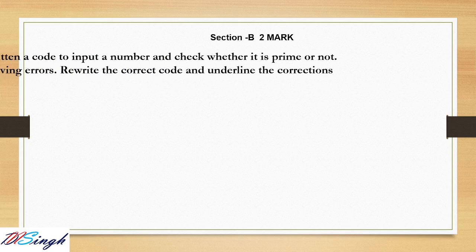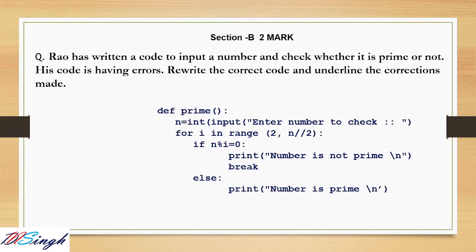Now section B will have 2 marks associated with each question, and the first question you get in section B is where you are given a code and you need to rewrite it after removing the errors. They might say, for example, Rao has written a code to input a number to check whether it is prime or not. His code is having errors. Rewrite the code and underline the corrections made. So wherever you do the correction, make sure you underline it properly, and you might use the pen 2 times to highlight where you have made a correction.